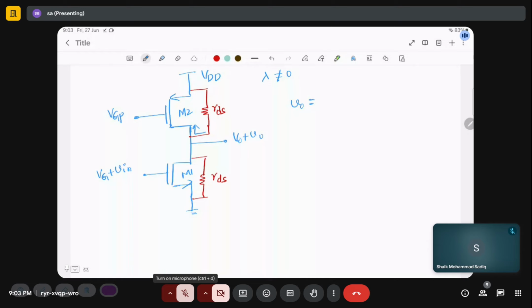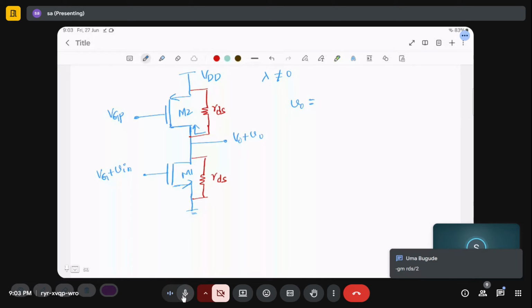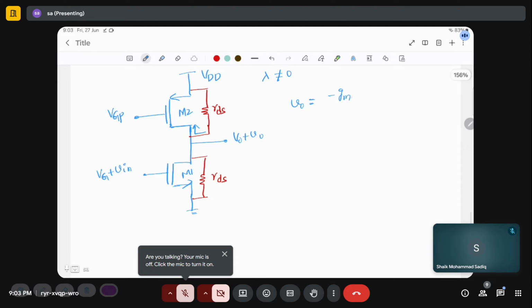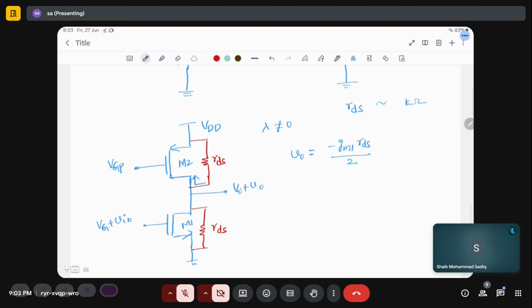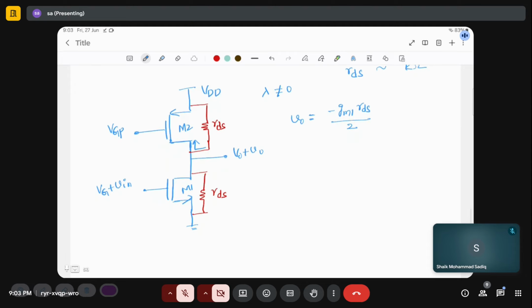So the gain is minus gm1 times RDS parallel RDS, which is RDS by 2. So here you get good gain. RDS will be in the order of kilo ohms, or tens of kilo ohms. But what about the voltage drop here, the DC?